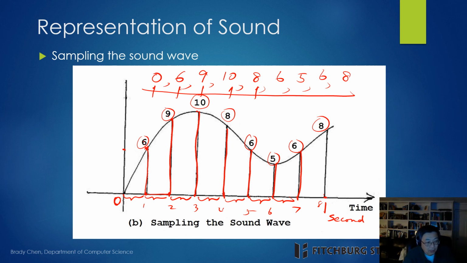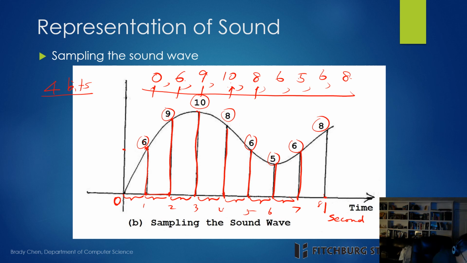Now, with the numbers here, the smallest number is 0 and the largest number is 10. That means if we use 4 bits, we can store any of these amplitudes in a 4-bit memory space.